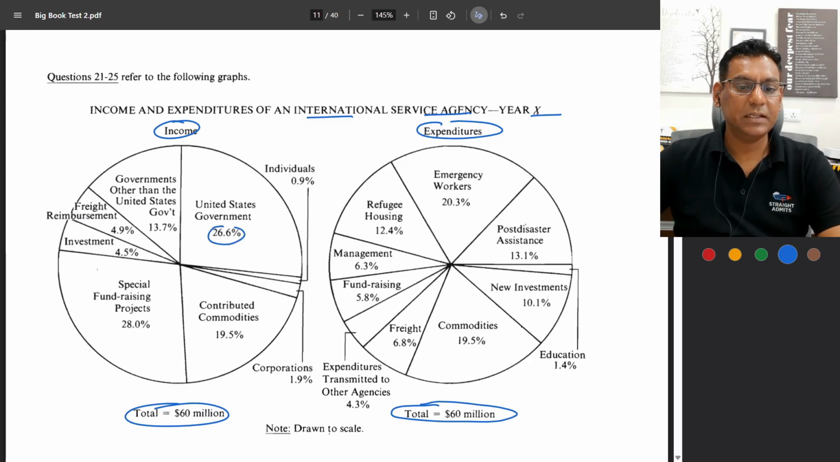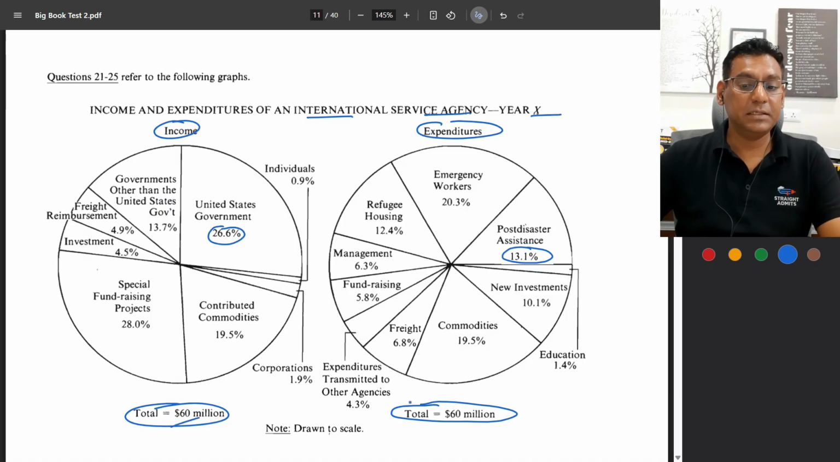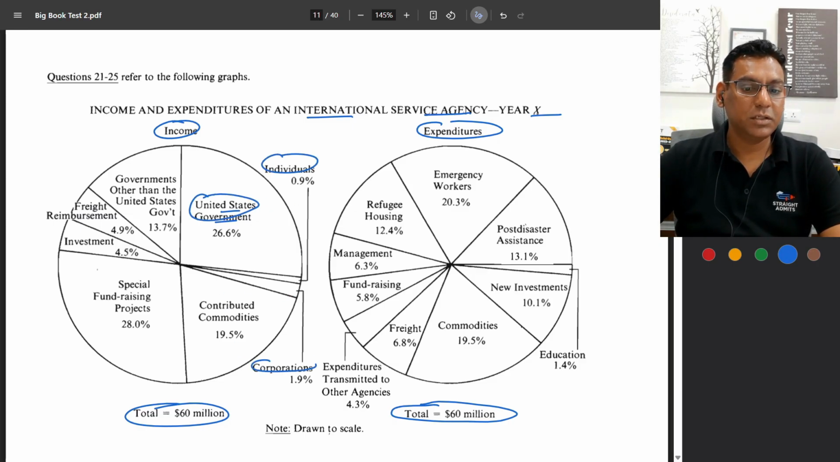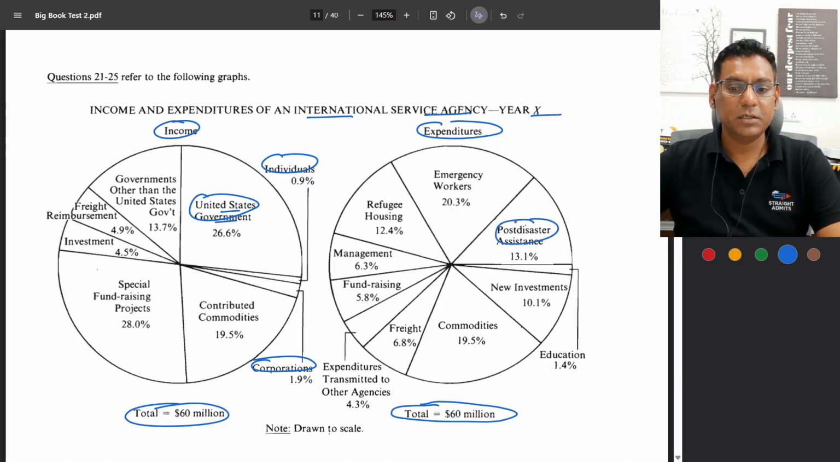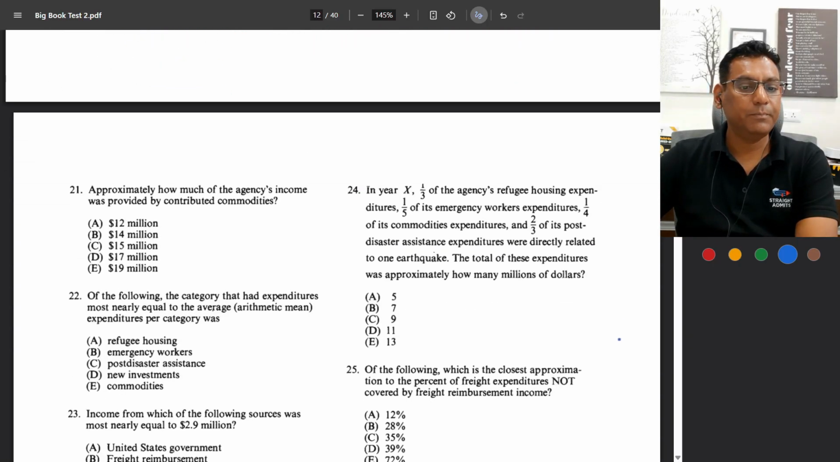As in, 26.6 is going to be about twice as 13.1. That kind of statement I can make because the base is the same. Okay, and then there are these categories given. For income, you have US government, 26% of $60 million is the income coming from this source, then this source is 0.9, this source is 1.9, this expenditure is 13.1, this expenditure is 6.8, like that. So we don't really have to worry about the details right now, but we got an idea of how this thing is organized. Okay, let's look at the questions now.